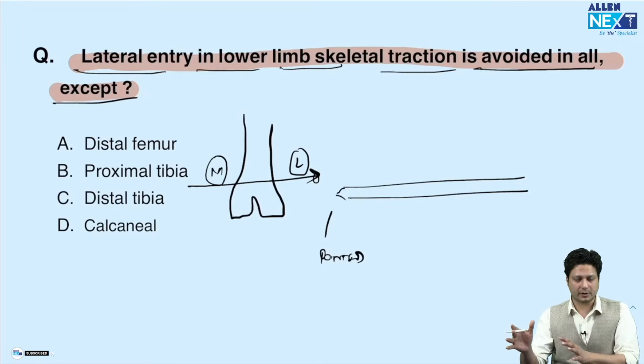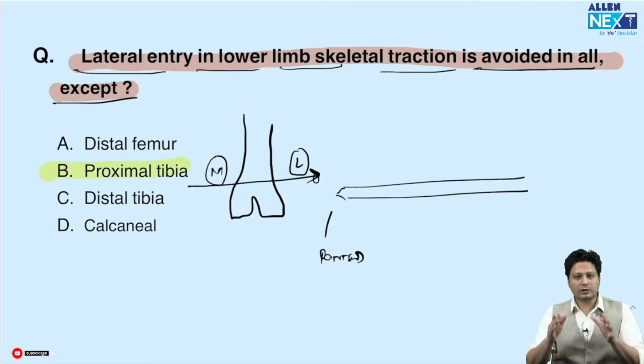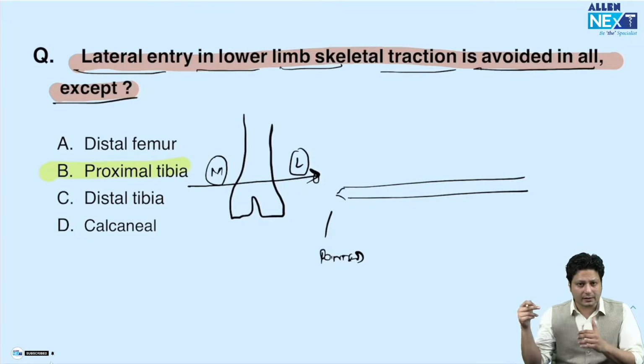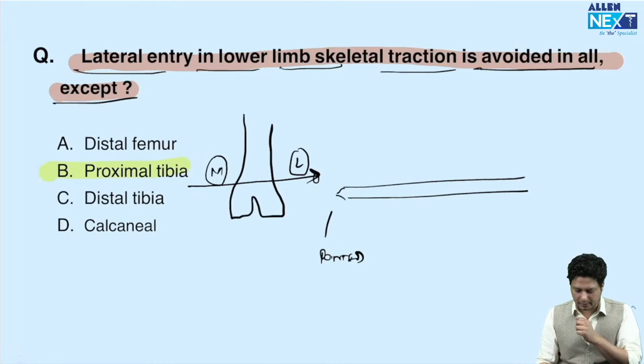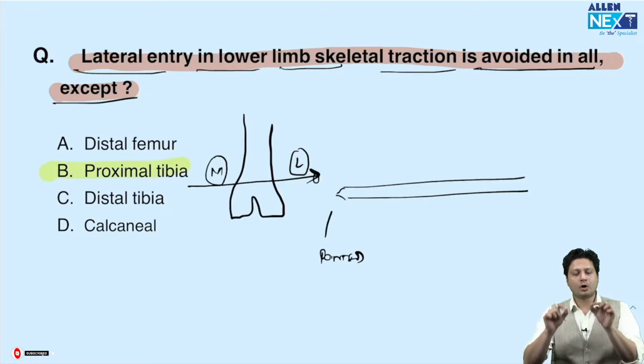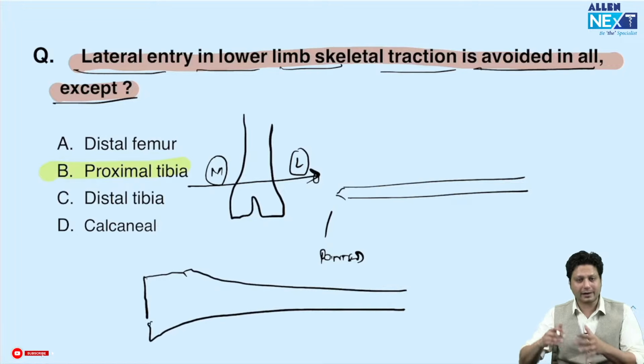But there is one exception. The exception is the proximal aspect of the tibia. When you insert the pin in the proximal aspect of the tibia, this is considered to be an exception. What is the reason? The reason is simple: common peroneal nerve injury. In order to prevent the common peroneal nerve injury, imagine this is the proximal aspect of the tibia, which is visualized from the lateral view.